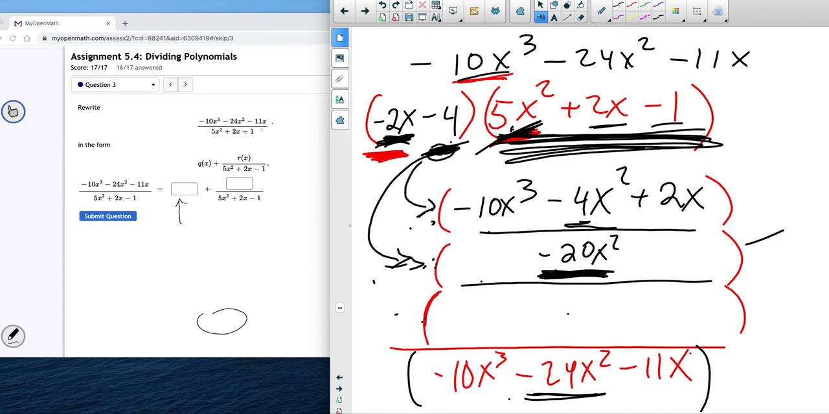Okay, it's just going to be negative 4 times 5x squared, which I have, negative 4 times 2x, which would be negative 8x. Probably should have given myself a little more room over here. Okay, because I still have negative 4 times negative 1, which is plus 4.